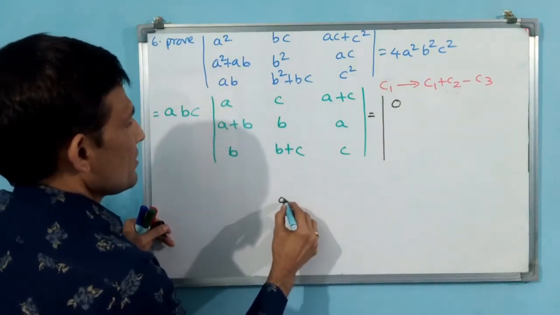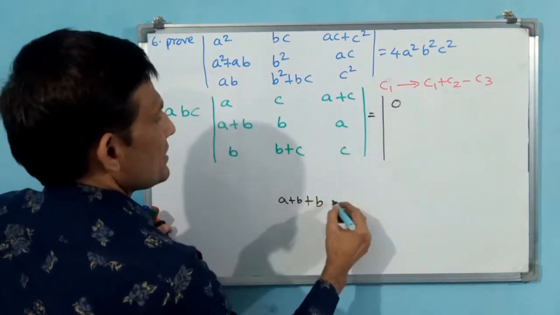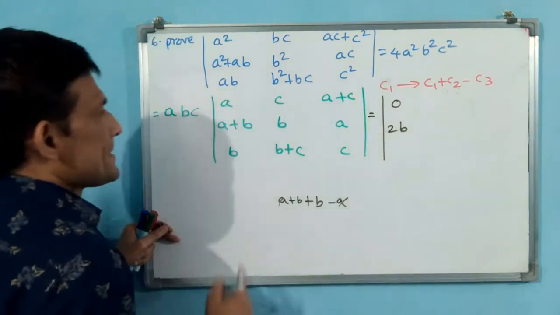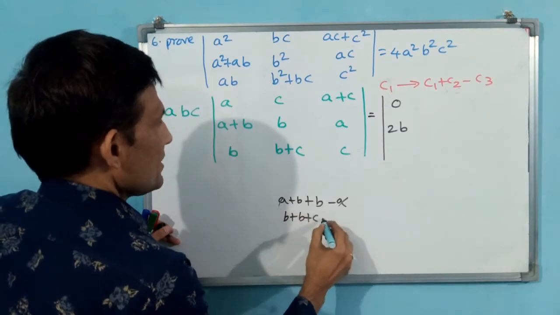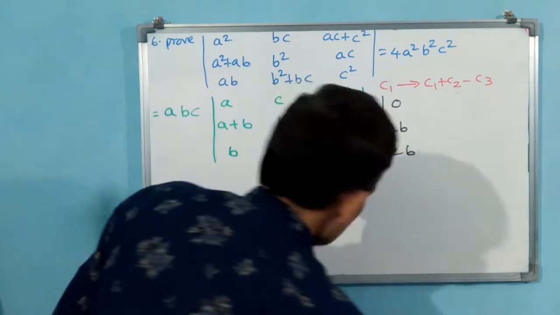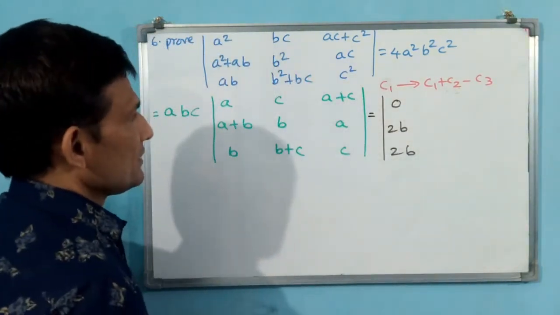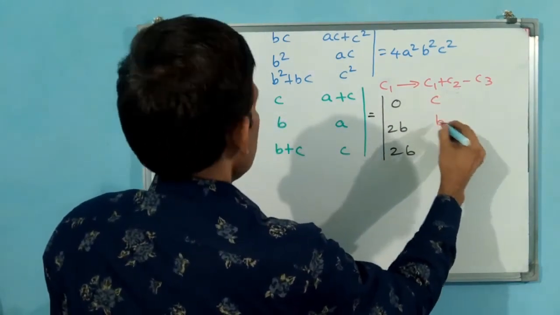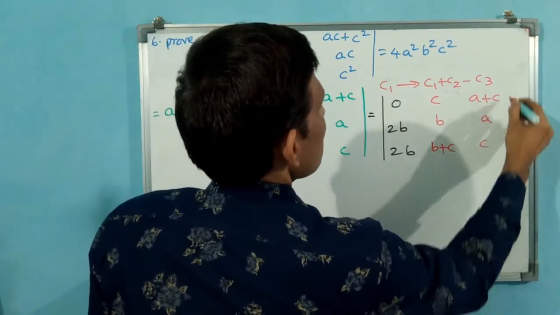Then a plus b plus b minus a gives 2b. Here you see b plus b plus c minus c, that is 2b. Now one 2b is going to get to 0. Like that we can change this. Now C2 and C3 stay the same. You copy c, b, b plus c, a plus c, a, c.